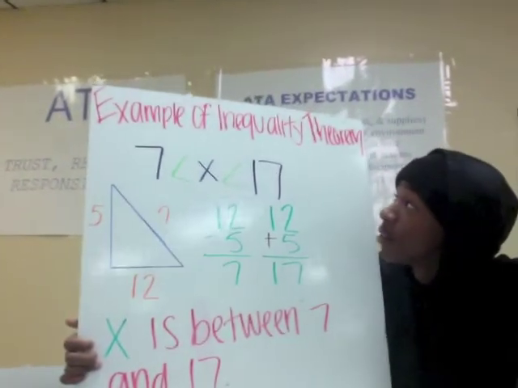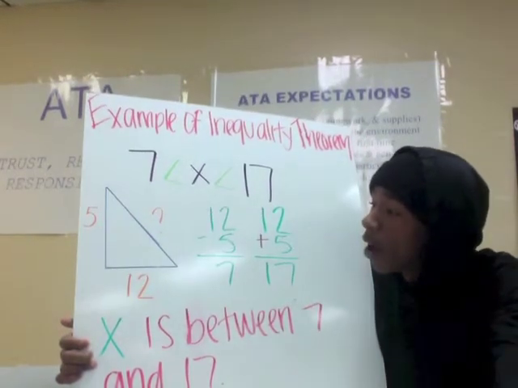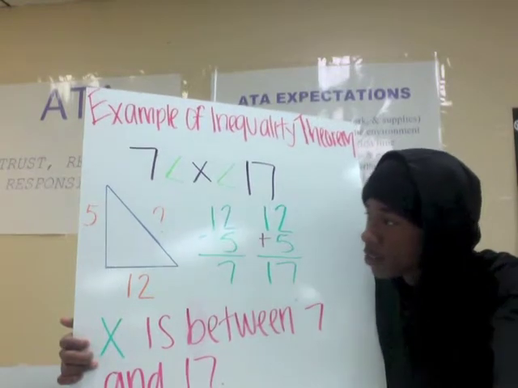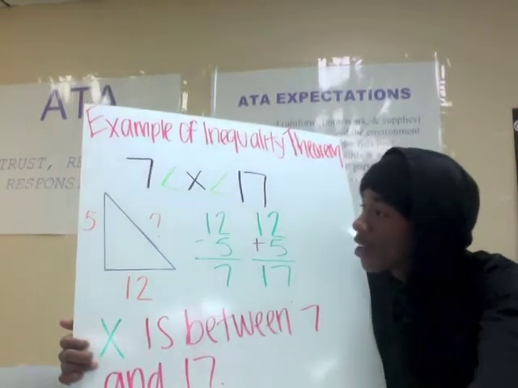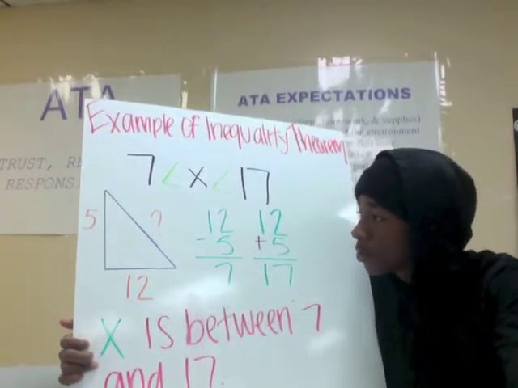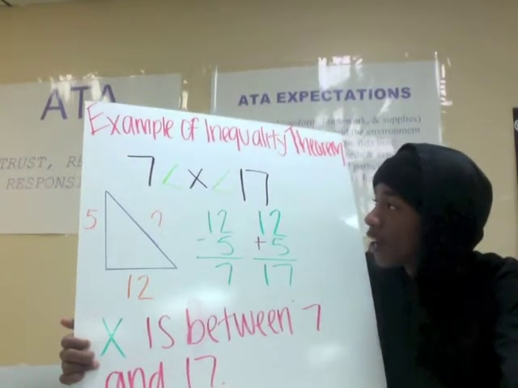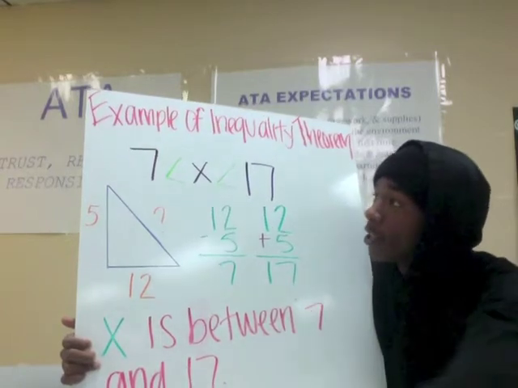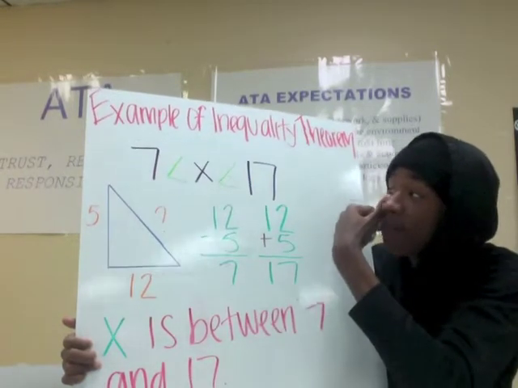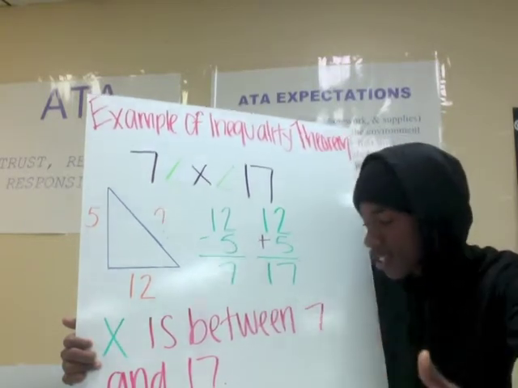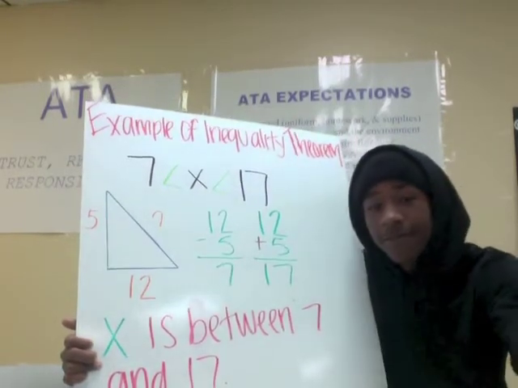An example of the inequality theorem. Basically, it's finding all the possible ranges of the third side of your triangle. We have two side values, and when we subtract those two side values, we get our lower bound. And when we add those, we get our upper bound. And as you see here, it says 7 is less than x, which is less than 17, and that tells us x is between 7 and 17.